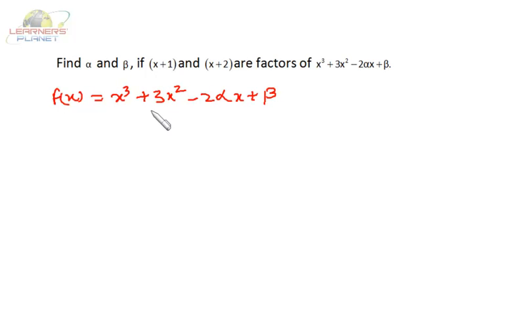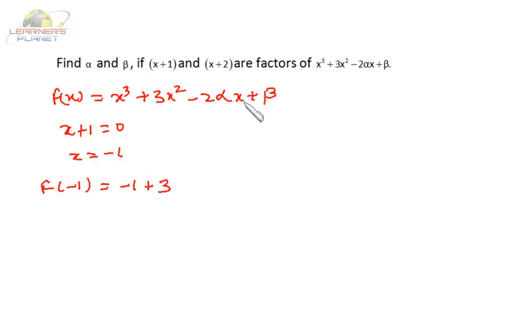Now if x plus 1 is a factor of it, then first of all, find out the zero of this polynomial. It's x is equal to minus 1. So if x plus 1 is a factor of this polynomial, then f of minus 1 must be 0. So let's calculate f of minus 1. So put the value of x as minus 1 in this expression. So it's minus 1 cube, which will be minus 1, plus 3 into minus 1 square, that is 3.